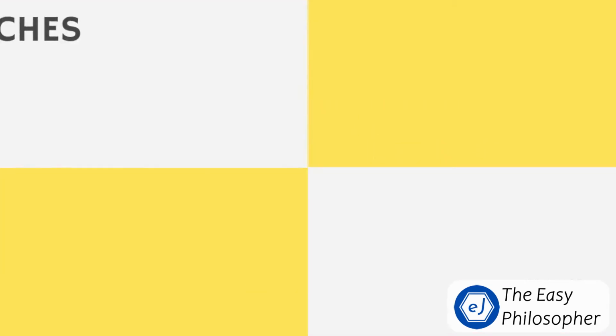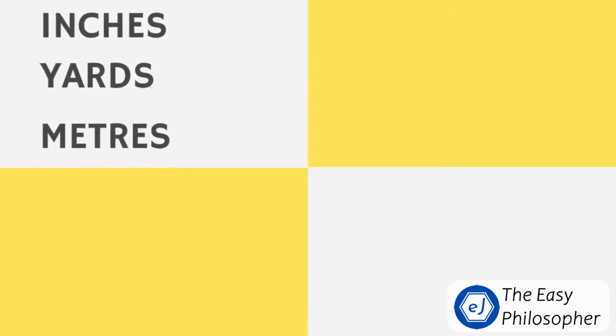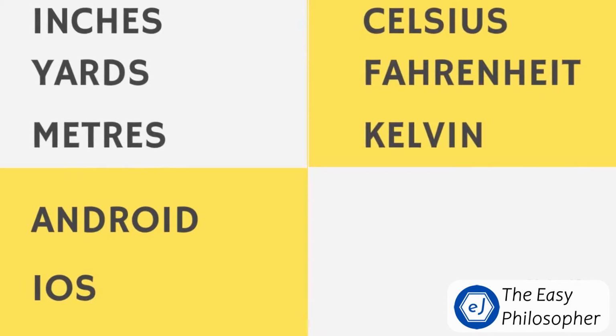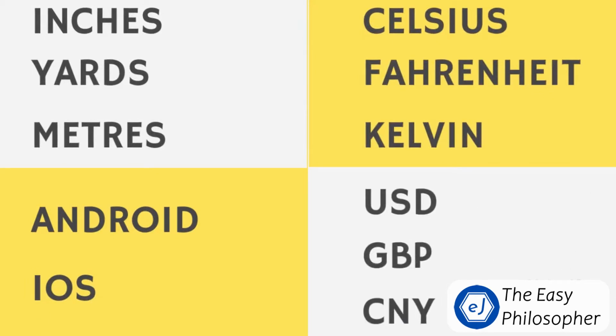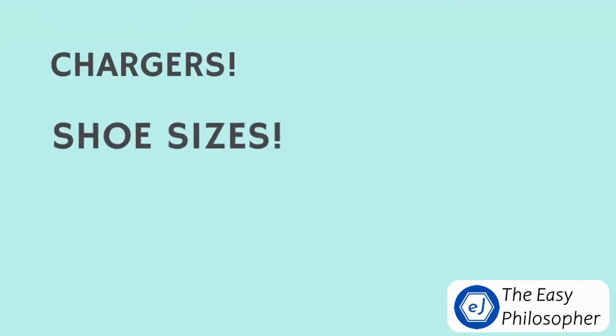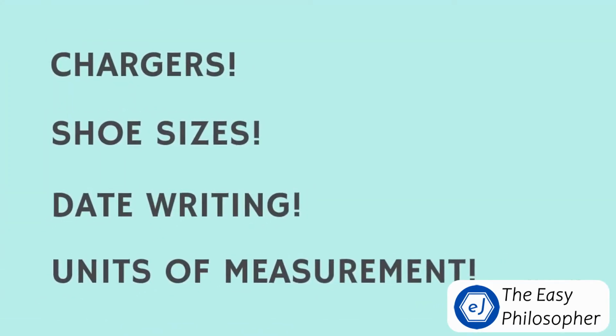From inches to yards to meters, and how we measure temperature, as well as the software and systems we use daily, to even currencies all over the world. These are some of the different systems we encounter in our daily lives. And the most annoying differences of all are charges, shoe sizes, date writing, and units of measurement. Since we interact with all of these daily, wouldn't it be easier if the systems were universal?